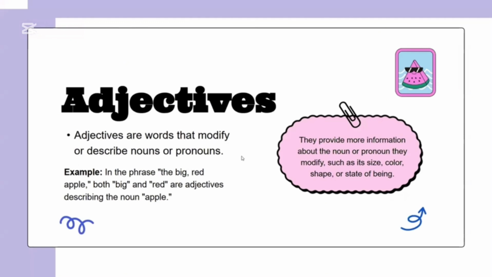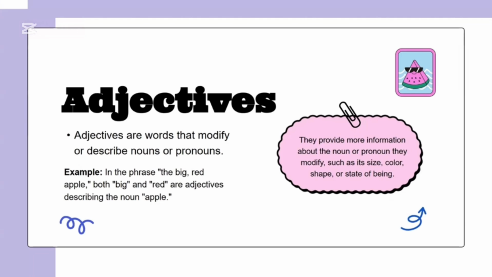What are adjectives? Adjectives are words that modify. The word modify means change or describe nouns or pronouns. Look at the phrase here as an example: the big red apple. Both big and red are adjectives. It's not just an apple, right? It changes the apple: big and red. They describe the noun, which is the apple.